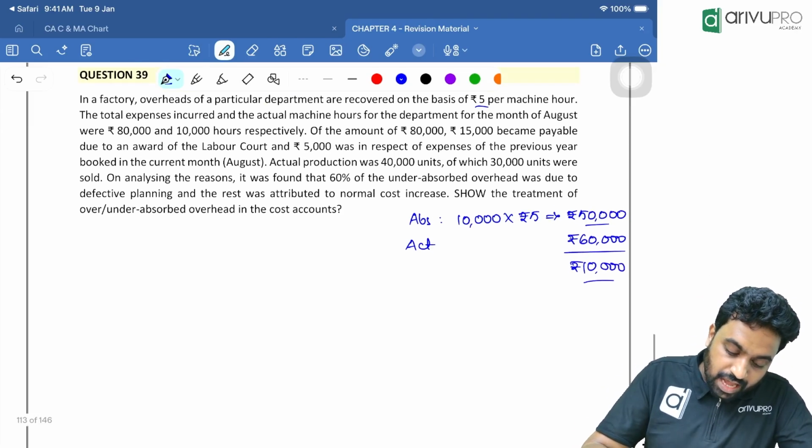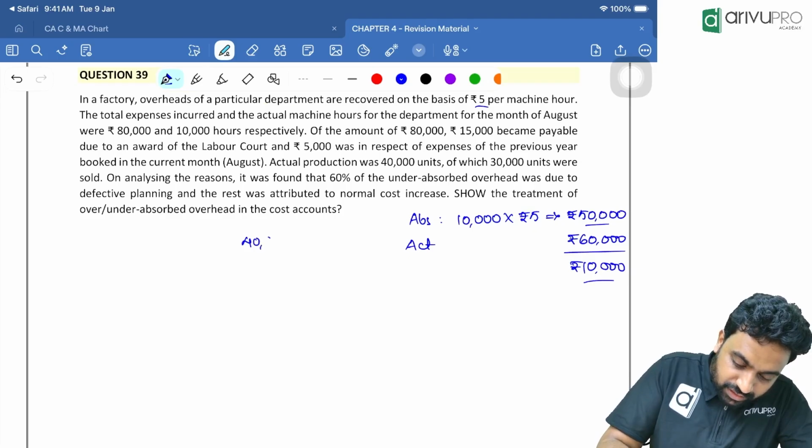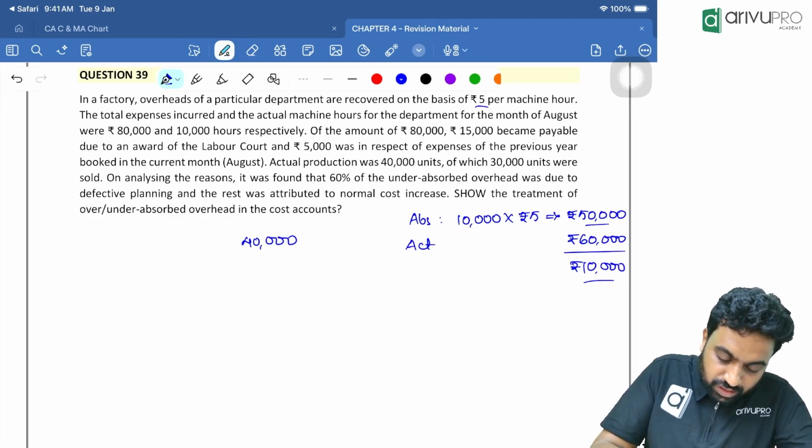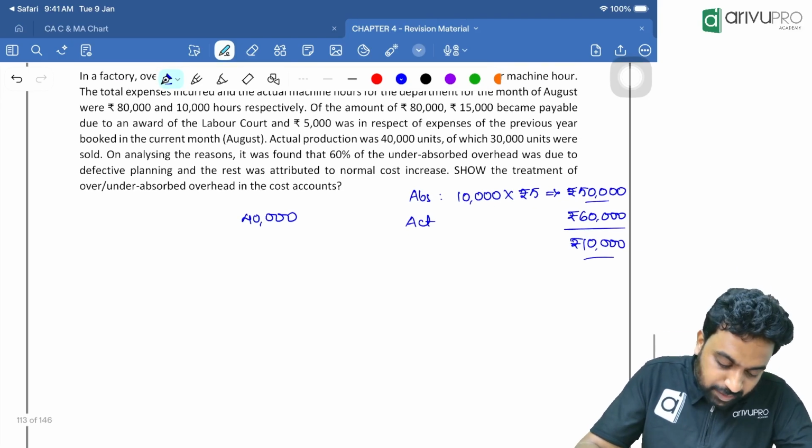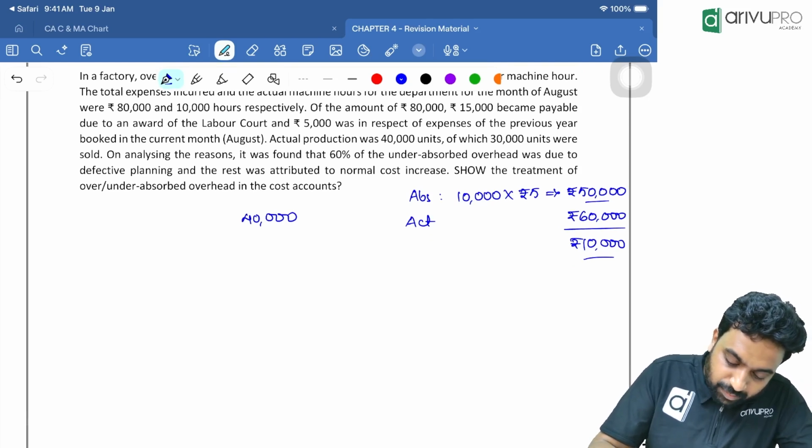Okay. Actual production is 40,000, of which 30,000 was sold. On analysis, it was found that 60% was due to defective planning. That means in this 10,000, 6,000 will go to costing P&L.